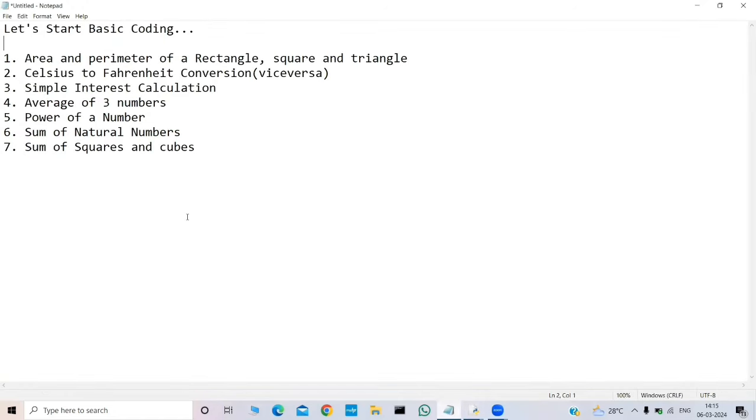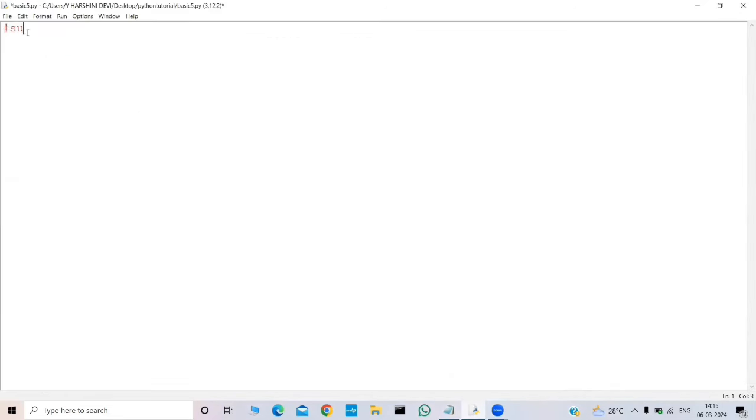And next one, sum of natural numbers. So what do we know about the sum of natural numbers? We know a formula that sum equals n into n plus 1 by 2. So this is what we were taught in school, right? The input variable was n.